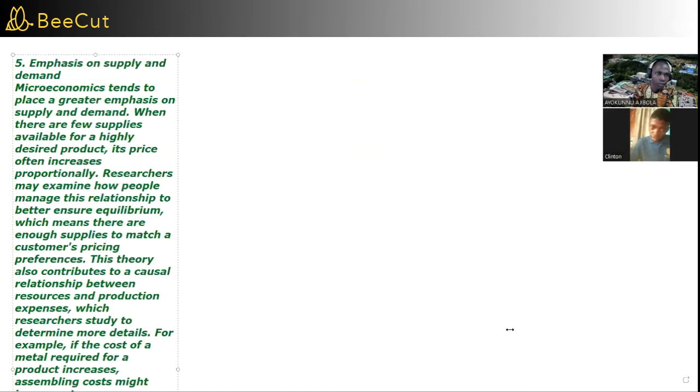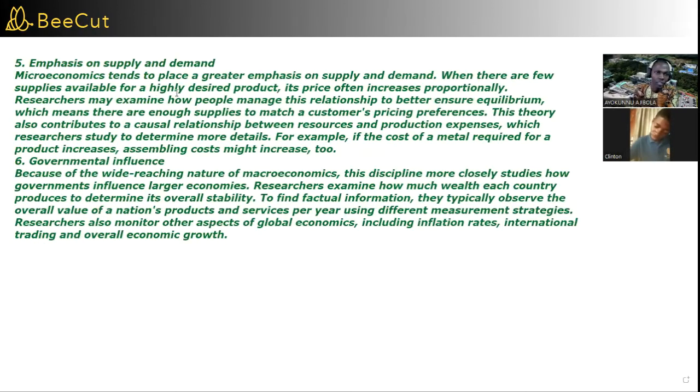So number five, we're talking about emphasis on supply and demand. Microeconomics tends to place a greater emphasis on supply and demand. When there are few supplies available for a highly desired product, its price often increases proportionally. I think we mentioned that before. So researchers may examine how people manage this relationship to better ensure equilibrium, which is to make sure that there are enough supplies to match consumer pricing preference.